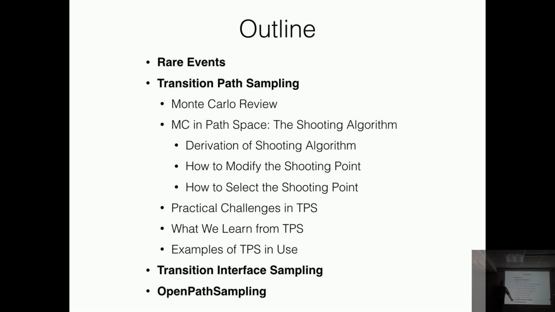Then I'll go to transition interface sampling, which is a very closely related method that's used to calculate rates and free energies. And at the end, we'll talk about OpenPathSampling, and then we'll have the break, and then we'll come back and we'll do the tutorial, the hands-on.